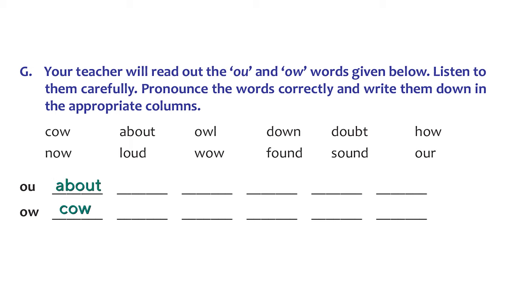Next one, owl, it has O-W and you can write it in the second list. Then we have down, it has O-W in it. And then doubt, D-O-U-B-T, so O-U. And then how, so it has O-W in it. What about now? It has O-W again.